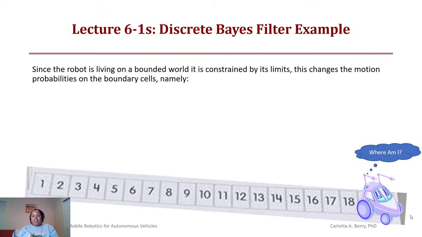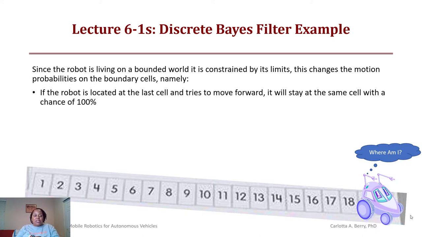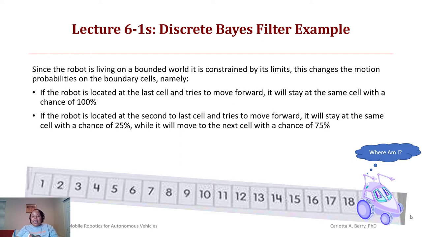Then we have to have some edge case situations. For example, if the robot is at the last cell in the world, which means it's at cell 1 or 20, and you give it a backward command at cell 1, there's a 100% chance it stays at cell 1. Or if you give it a forward command at cell 20, there's a 100% chance it will stay at cell 20. Then we have to have a case for near the last cell.